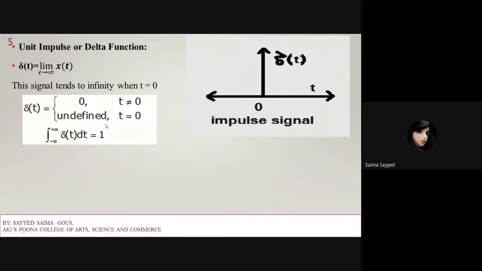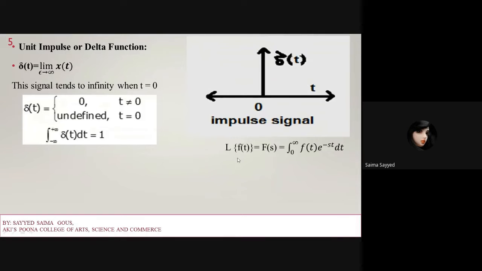Infinity means undefined; we cannot define it. It can be 1, it can be 2, it can be 5. When we take the integration of delta t dt from minus infinity to infinity, it becomes 1. So we will use this particular condition to find the Laplace transformation.